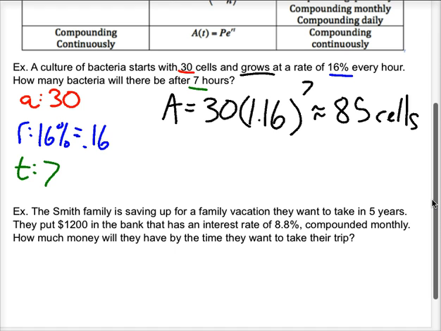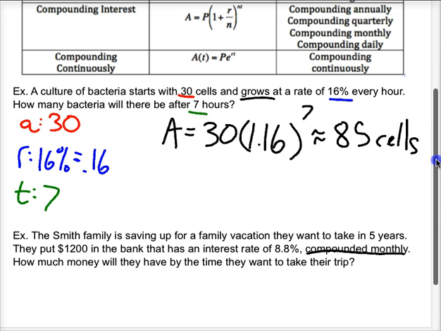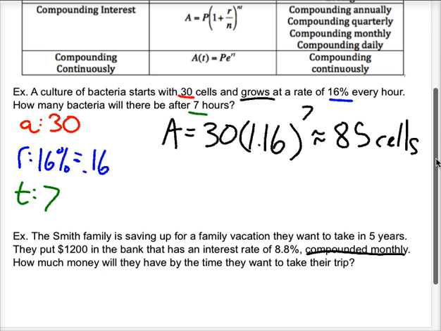All right. The Smith family is saving up for family vacation. They want to take in 5 years. They put $1,200 in the bank that has an interest rate of 8.8% compounded monthly. How much money will they have by the time they want to take their trip? All right, so the key word here for me, compounded monthly. We're talking about compounding and it gives a specific amount. So that's going to be our compounding interest equation. All right, it's going to be the one right here. Do know which interest equation to use, all right? PERT versus the big one.